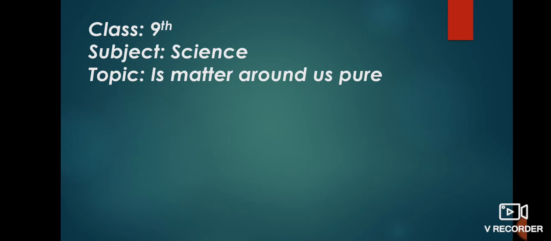Today I am going to explain the second chapter in science, Matter Around Us Pure, for class 9th. In this chapter we discuss the topic of elements. Robert Boyle was the first scientist to use the term element in 1661. Antoine Laurent Lavoisier, a French chemist, was the first to establish an experimentally useful definition of an element.